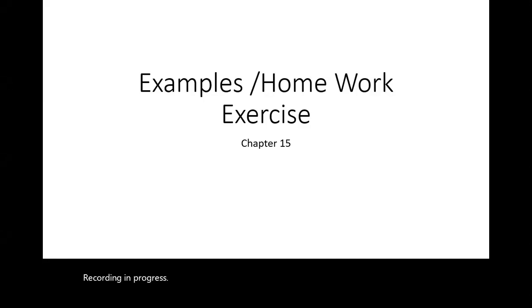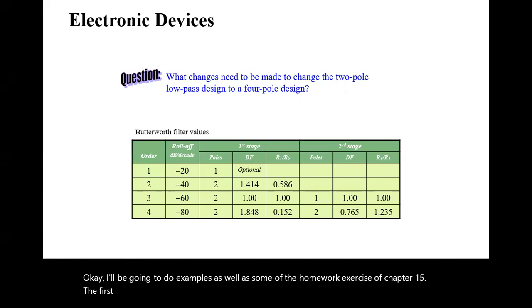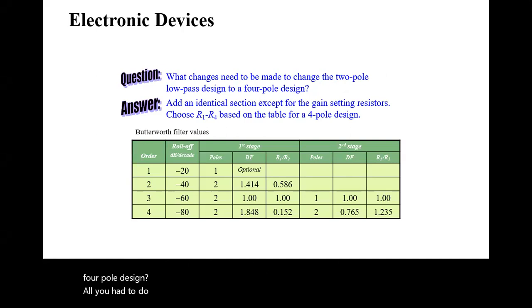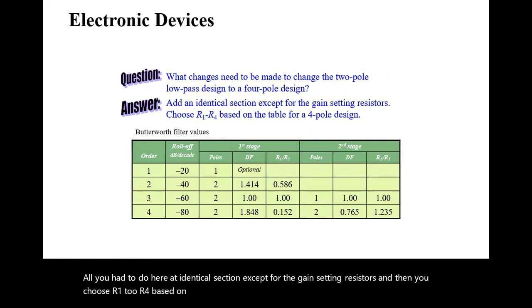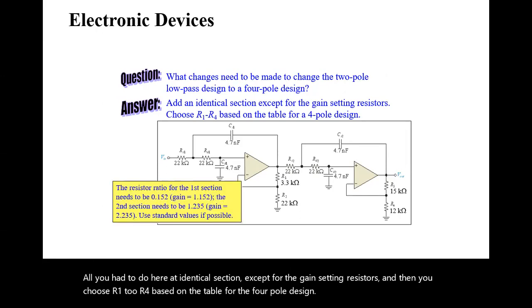Okay, now we're going to do the examples as well as some of the homework exercise of chapter 15. The first example: what changes need to be made to change the two-pole low-pass design to a four-pole design? All you have to do is add the identical section except for the gain setting resistors, and then you choose R1 to R4 based on the table for the four-pole design. And there you find the filter.